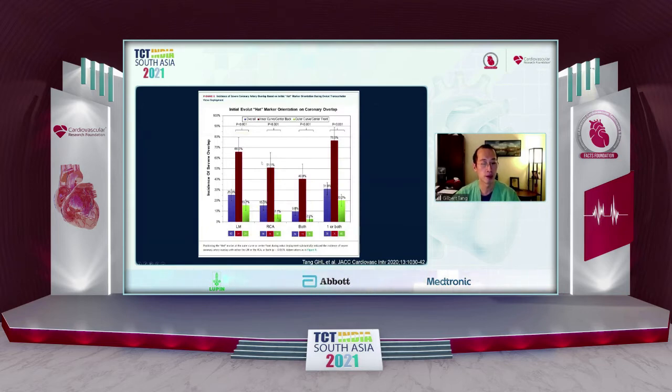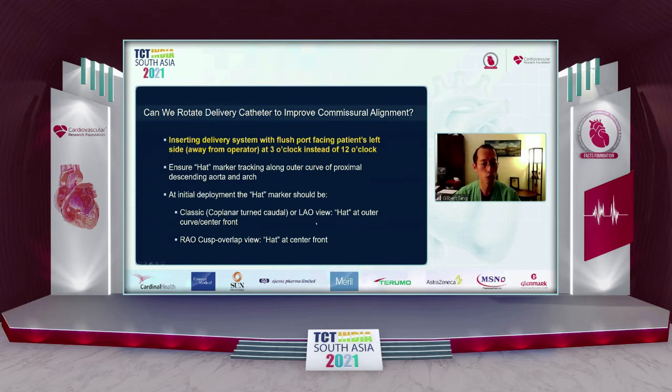And you can see with this bar graph, if you have the head marker at the outer curve or center front when you deploy the valve, look at the green bars. The incidence of the coronary overlapping with the commissure is dramatically reduced compared to the red bars. So essentially what we've done now routinely is to insert the delivery system at 3 o'clock instead of 12 o'clock, so you're away from the operator, to try to optimize the commissure alignment.